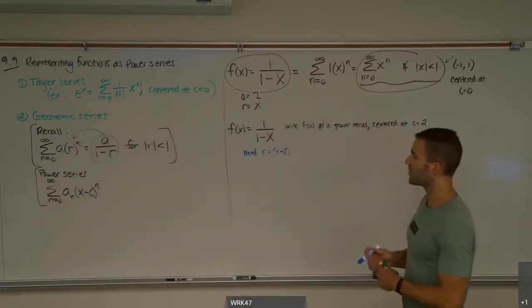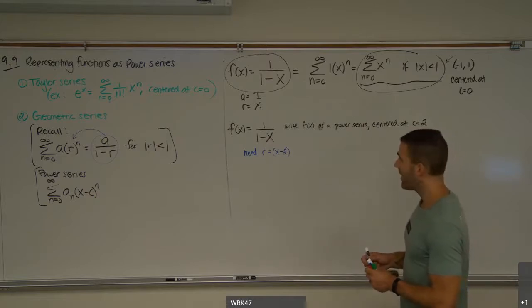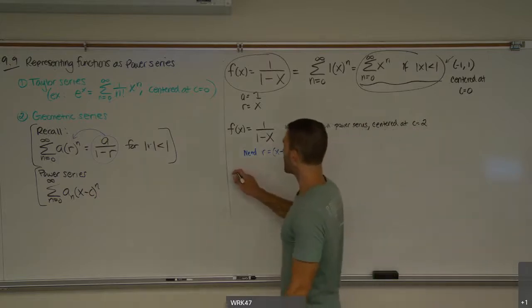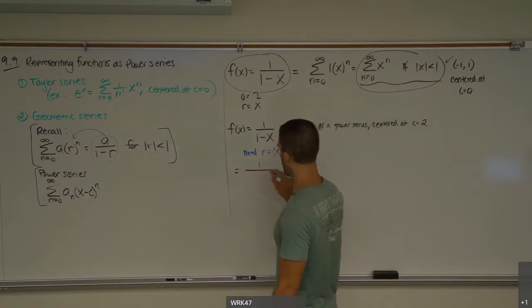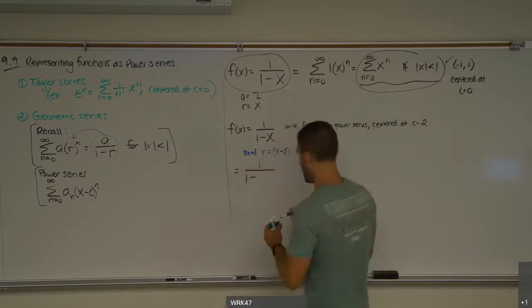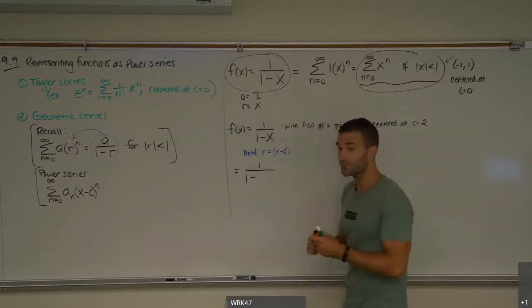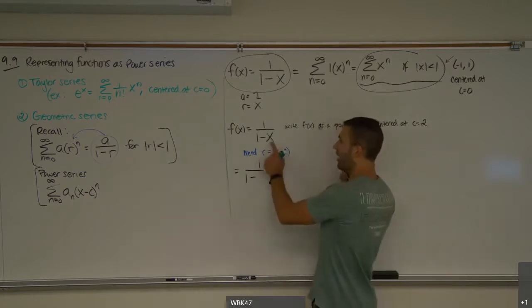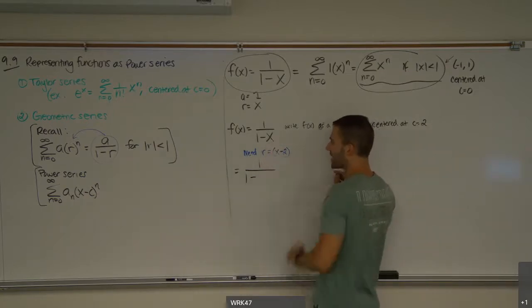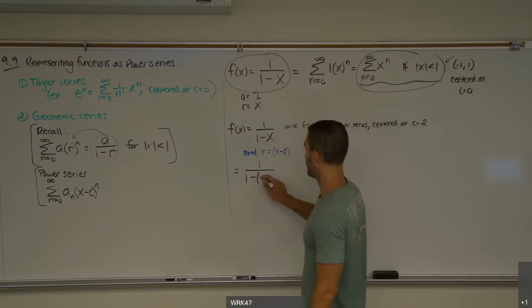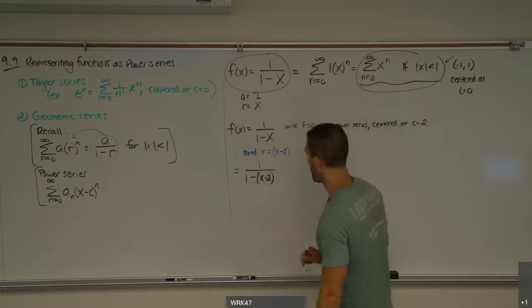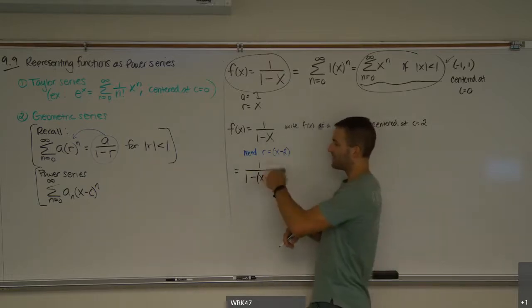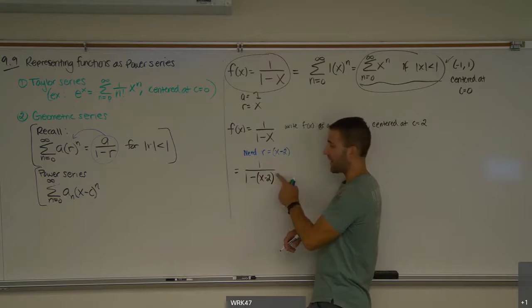So using my geometric formula backwards, we now just need to play a game of algebraic manipulation. I have to change the way the function looks without changing the function. So my first step will be to change it based on what I need. I need my r, this term here instead of x, to be x minus 2. That would be great, because then we just use this formula directly to get a power series centered at 2.